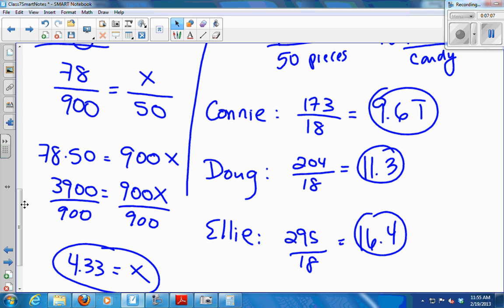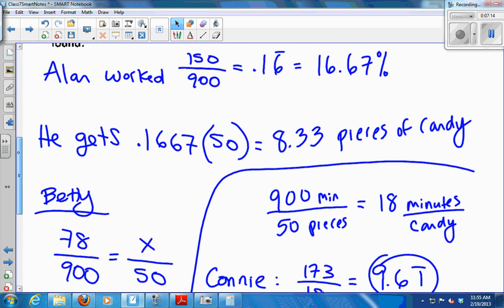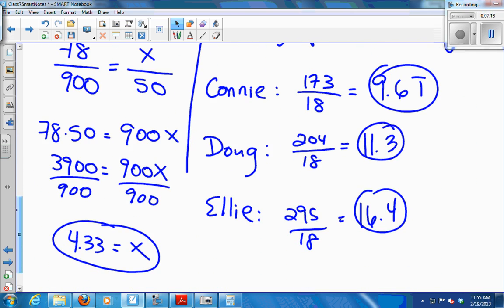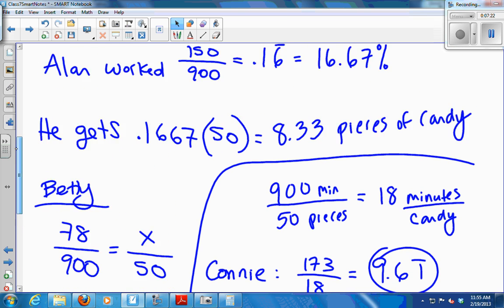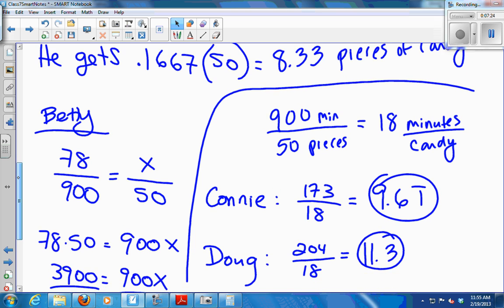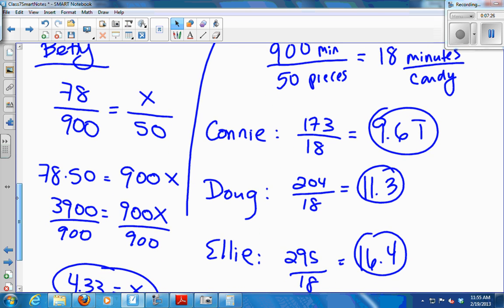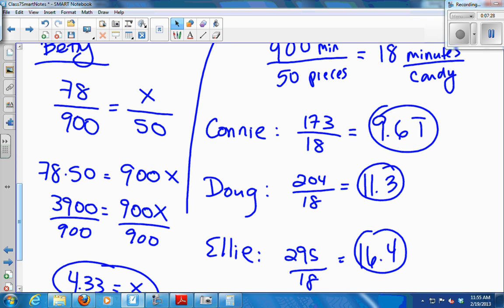Good idea. Okay, so we could round everybody down. Give everyone the lesser amount, round everything down. So Betty would get 4 pieces of candy, Alan gets 8, Connie gets 9, Doug gets 11, and Ellie gets 16. So we're just going to round everybody down. If you deserve a fractional piece, we just say no. You just get the lower amount.